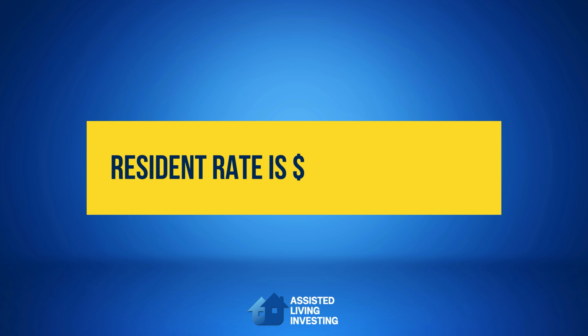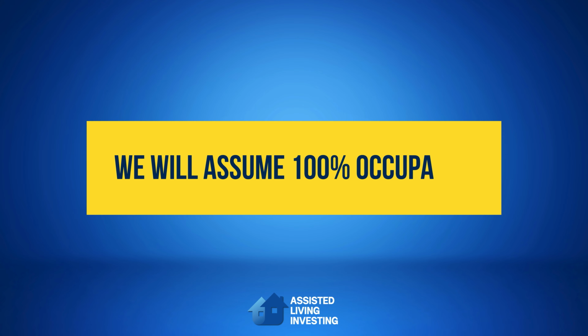We're going to make an assumption that $4,500 per month is what our residents are paying. We're also going to assume, and this is not a good assumption, 100% occupancy. And I highly suggest that you be at 80 to 90% occupancy when you do your underwriting, but for this example, we're going to make an assumption here.